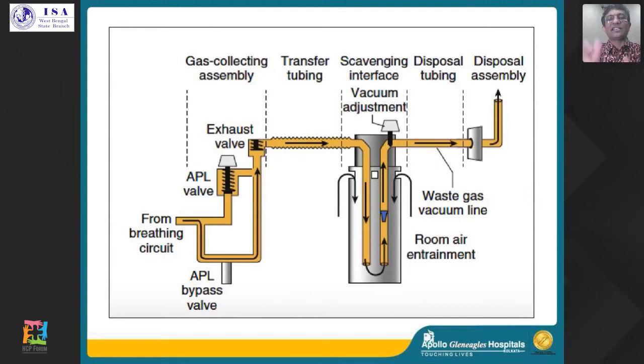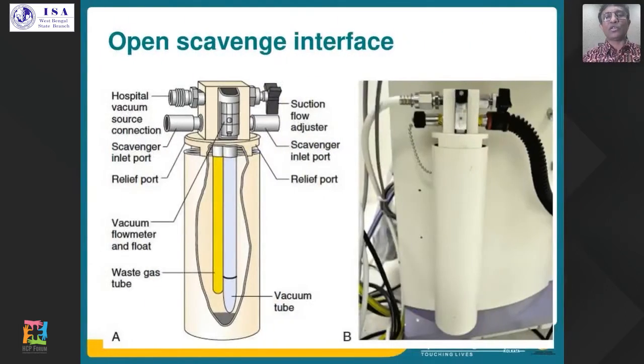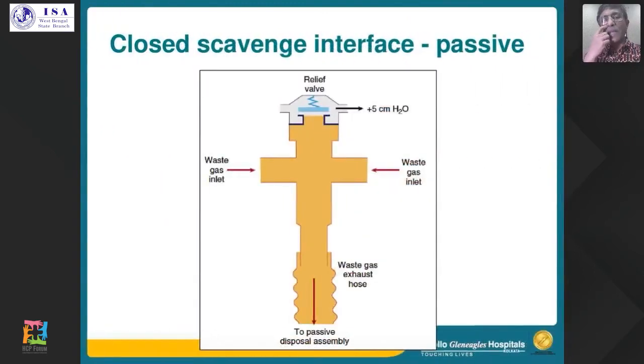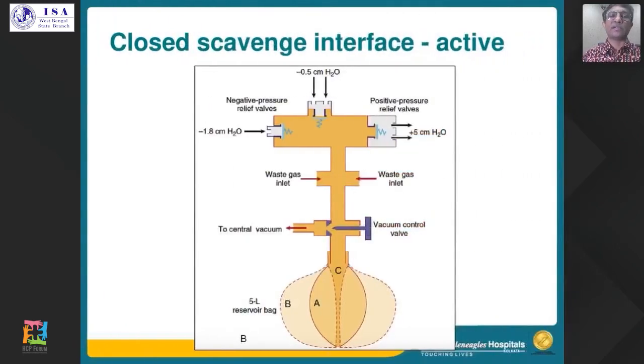This is the schematic diagram of what an open active scavenging system looks like. This is how I think the GE machine scavenging system looks like. And if you have a passive one, which is closed, this is how it will look like. See, the waste gas outlet is not taking in any entrained air, and it can go through a passive supply or through an active scavenging system.